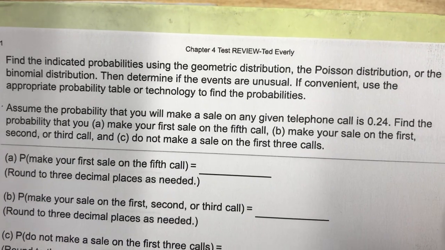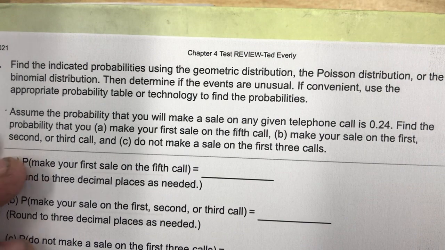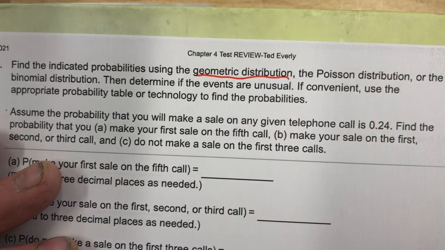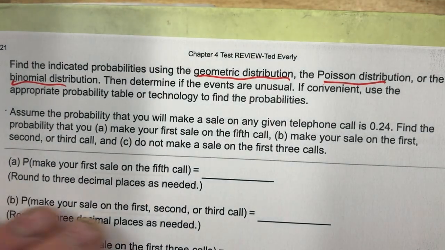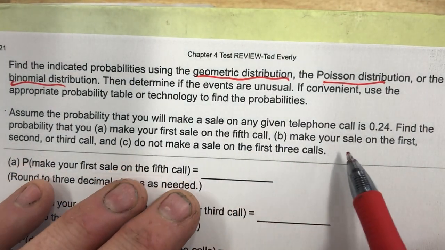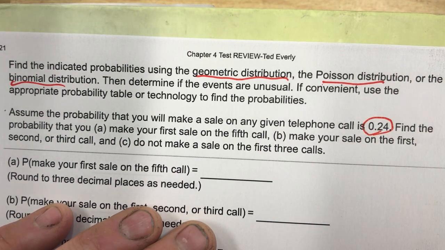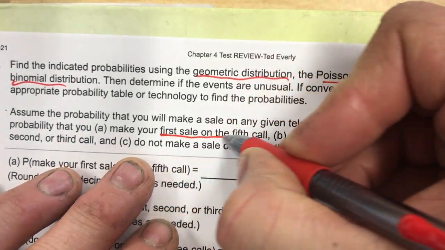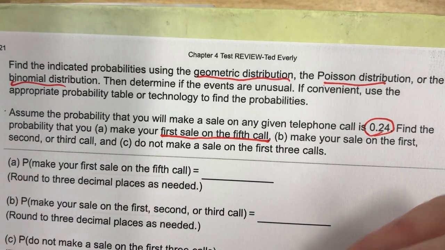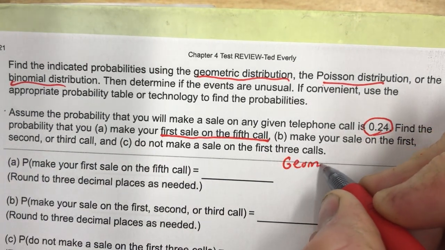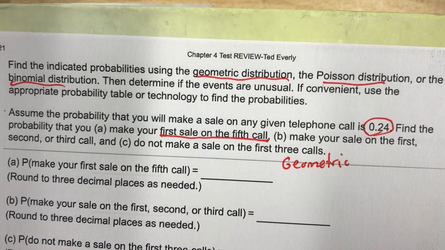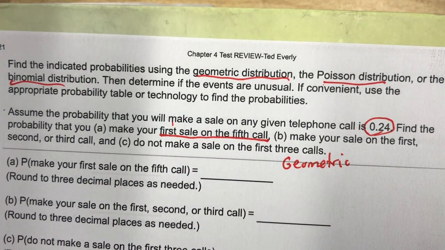Number 20. Find the indicated probabilities using geometric distribution, the Poisson or the binomial. So it's one of those. Assume the probability that you will make a sale on any given telephone call is 0.24. Find the probability that you make your first sale on the 5th call. All right, so that tells me right there it's geometric, because you're going to make your first sale. The first success will be on the 5th trial. Okay, so I'm going to get that page to show you guys the formula.